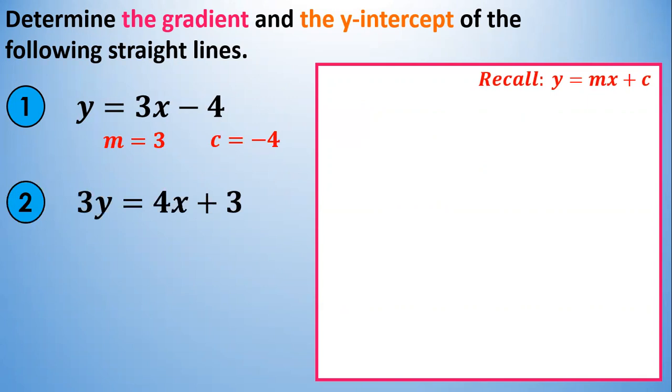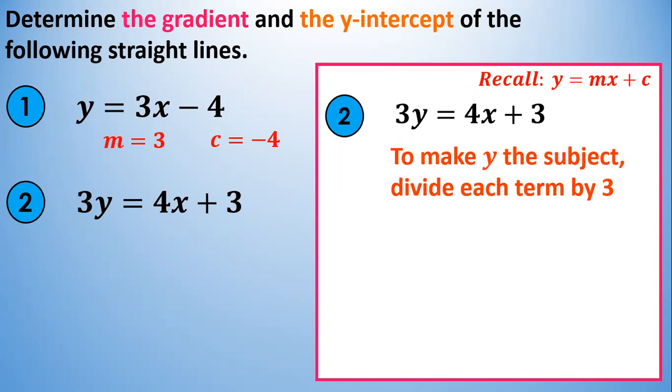Let us look at another example. 3y is equal to 4x plus 3. This equation is not in the form y is equal to mx plus c because 3 is attached to the y. So we need to make y the subject in order for this equation to be in the slope-intercept form. So to make y the subject, we are going to divide each term by 3.